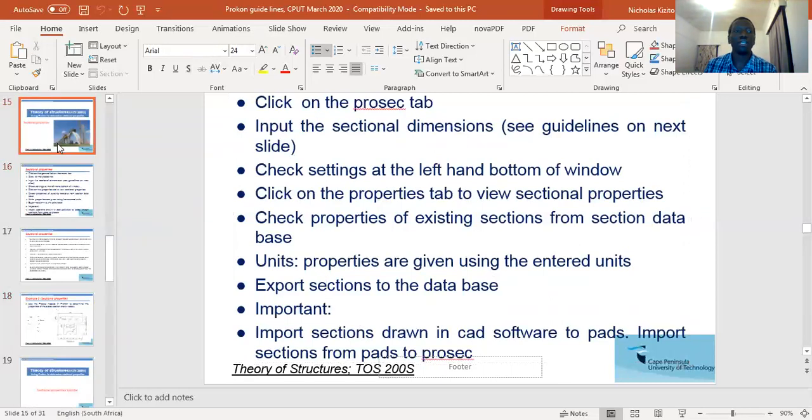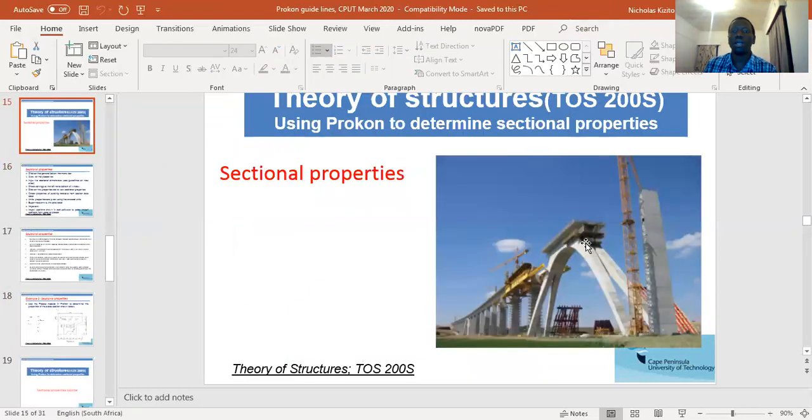For example, if you're designing a bridge girder, and it has a unique, custom cross section that is not available in Prokon, you can determine the section properties of that custom section and then export it to the database and save it. And then whenever you're designing your beam, you will be able to just pull it out and use it in your design. That's one of the advantages, but you learn that as you go along. We're not doing design, remember. For the beginners, it's just determining the properties. When we start design courses, then we will see how to use some of those things.